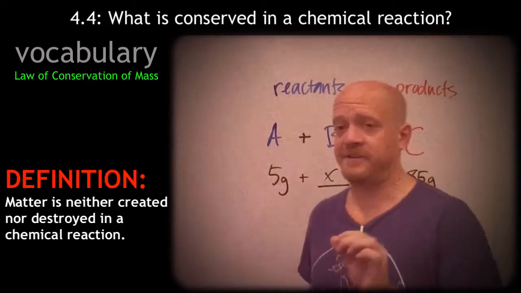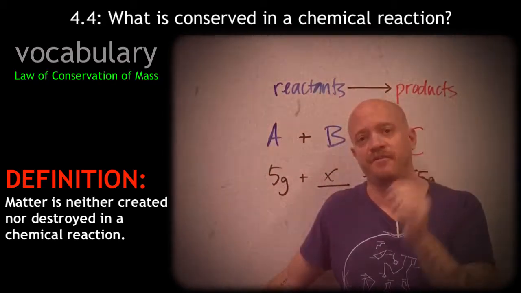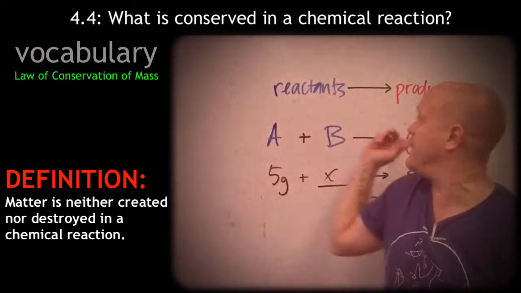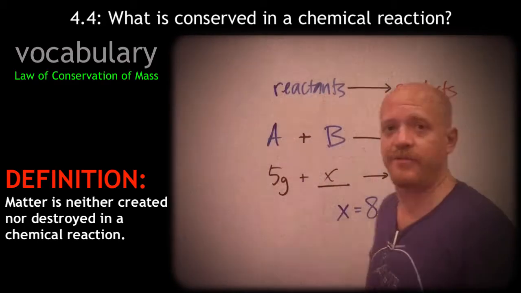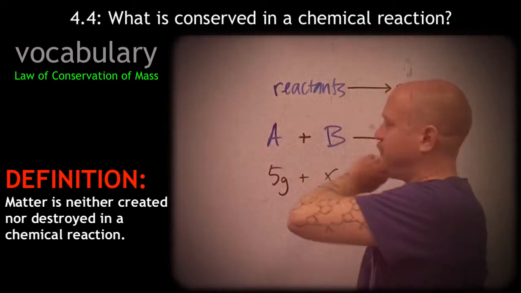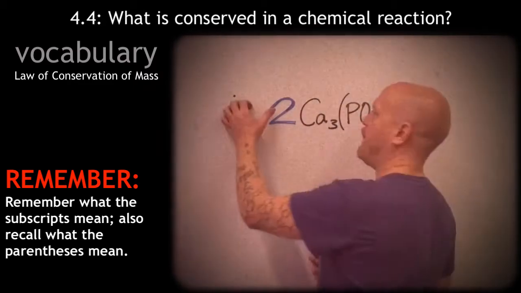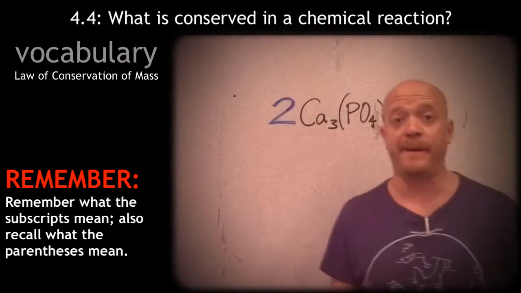The law of conservation of mass, just to review, says that matter is neither created nor destroyed. You can't have more atoms at the end than you started with. You can't have more atoms at the beginning than you ended with. The number of atoms has to be equal on both sides. All right, we're going to look at an example of how to figure out the quantity of every atom that is present in a compound.